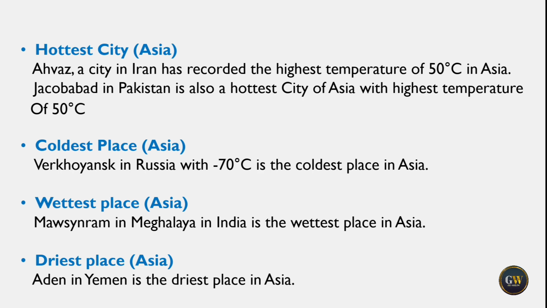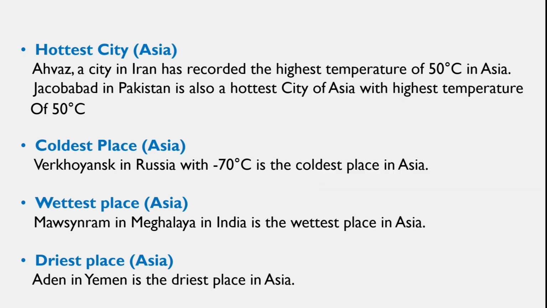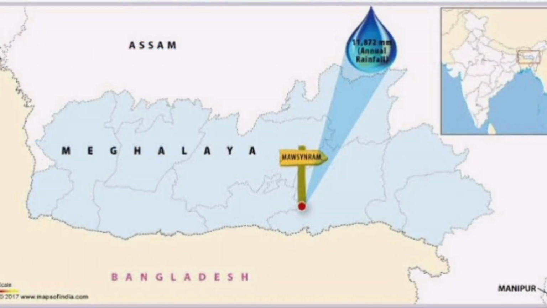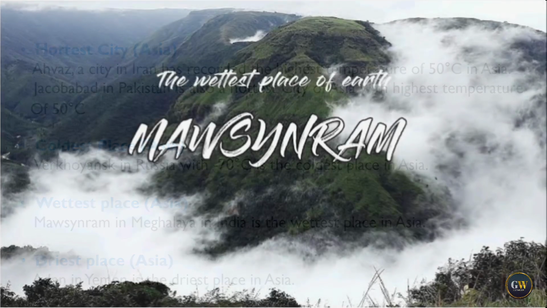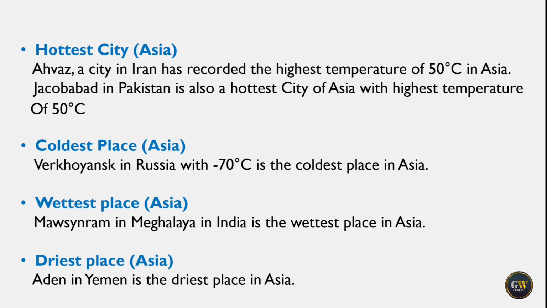Asia also has the coldest place. Verkhoyansk in Russia, with minus 70 degrees, is the coldest place of Asia. So here you can see its location. The Asia continent also has the wettest place in the world. The Monsoon in Meghalaya of India is the wettest place of Asia. So it receives the highest annual rainfall and it is the wettest place of Asia.